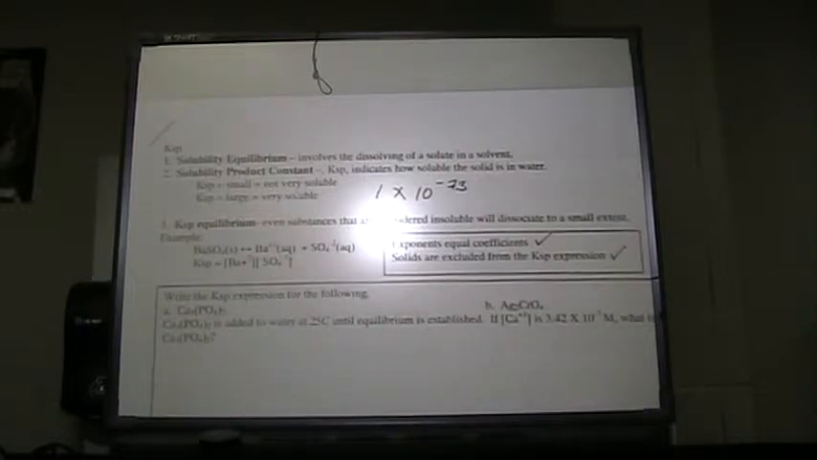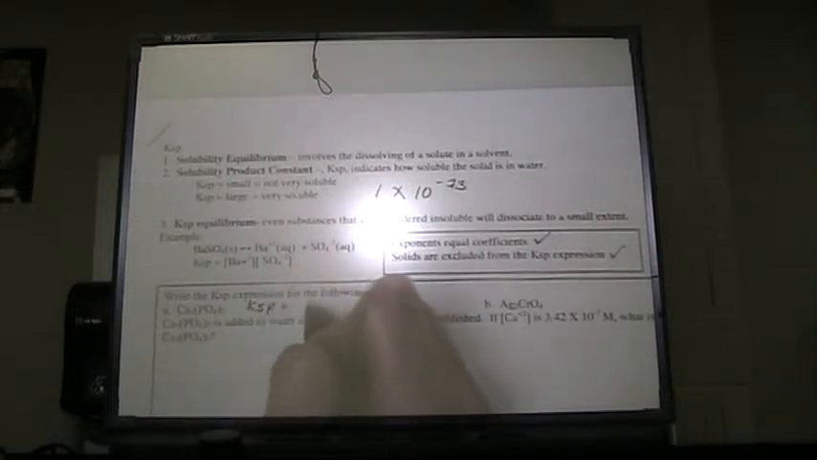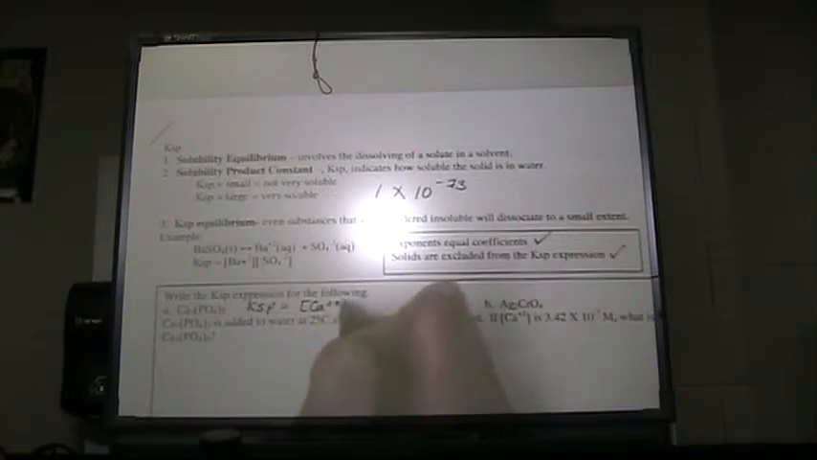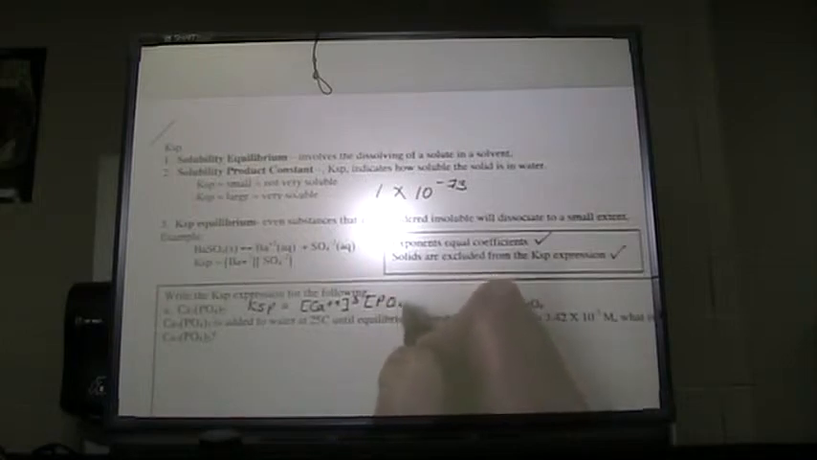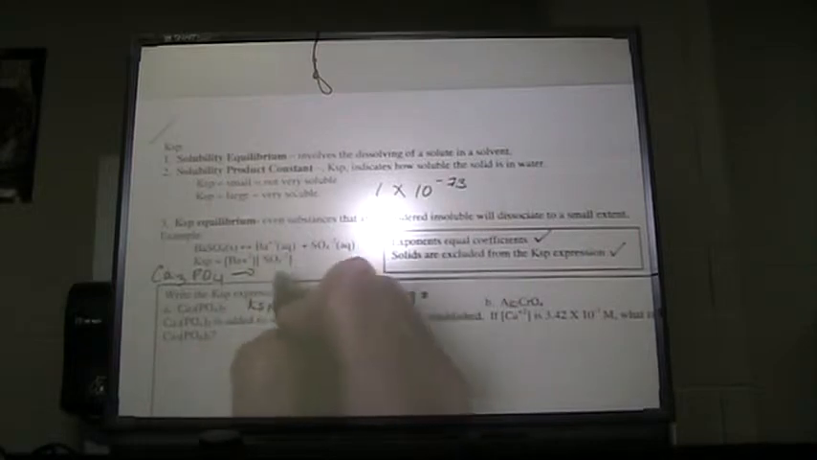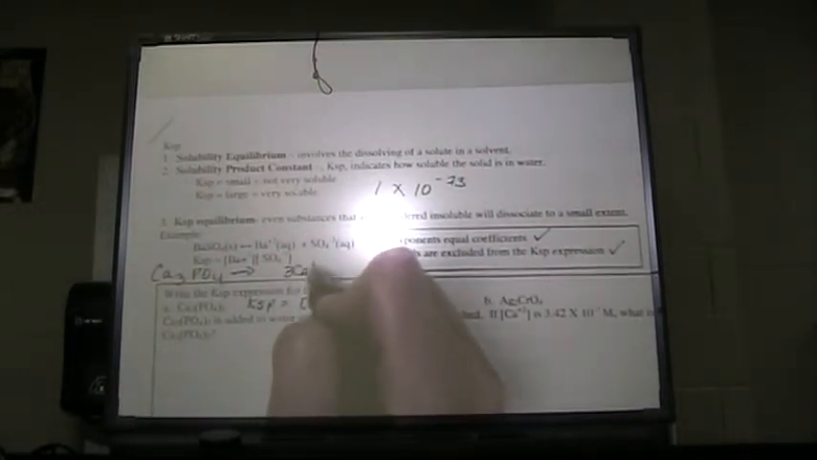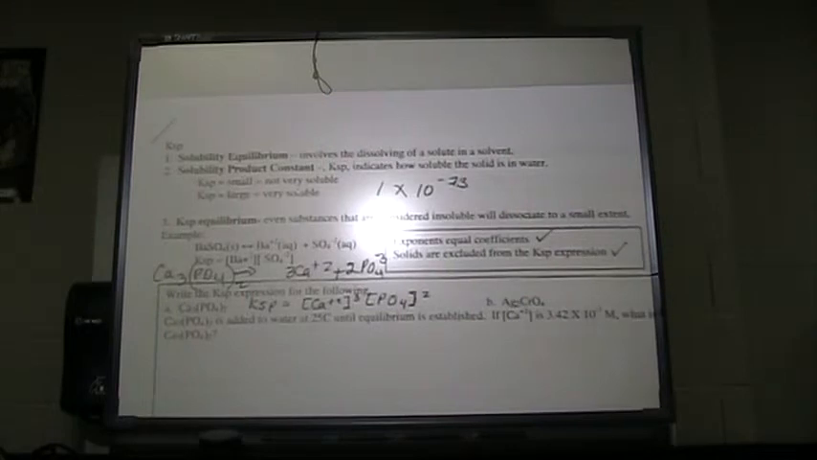So write the KSP for the following. I would like to know the KSP for calcium phosphate. KSP would be equal to the calcium ion raised to the third power and the phosphate ion raised to the second power. Hey, wait a minute, I don't get that. Well, that's because 1 mole of calcium phosphate will break into 3 calcium ions and 2 phosphate ions. Okay, now I get it. Do the silver chromate, please.